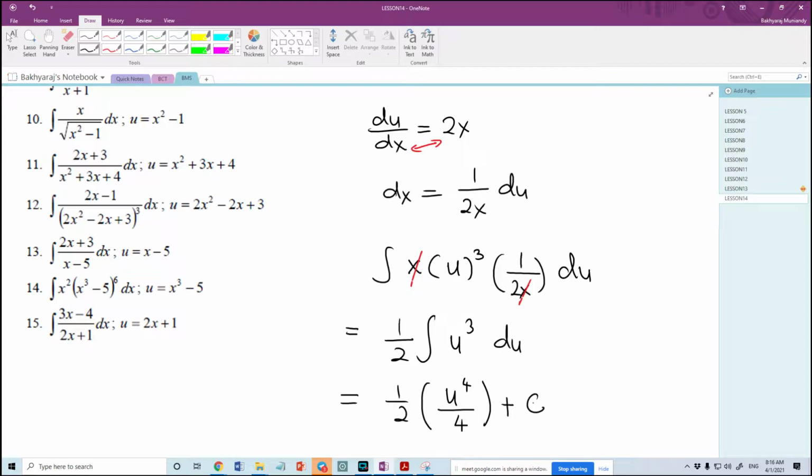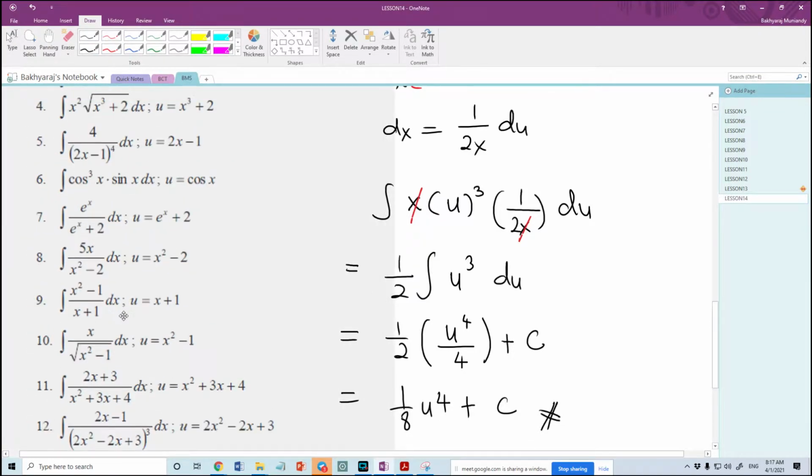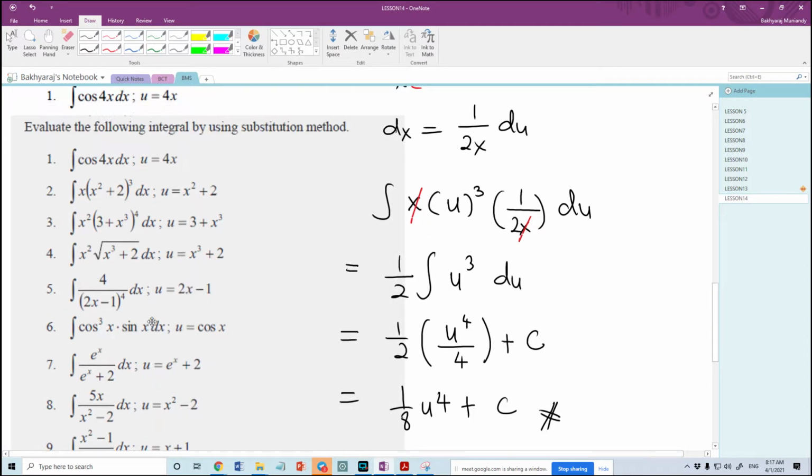Okay, so what is the last answer? Apa jawapan last? Last answer is equal to, apa jawapan last dia? Yeah, correct. 1 over 8 u power of 4 plus c. So inilah jawapan last kita. Okay, that will be the last answer. So that's about question number 2. Okay, now we proceed to question 3. Kita cuba tengok. Kita cuba selesaikan 3.